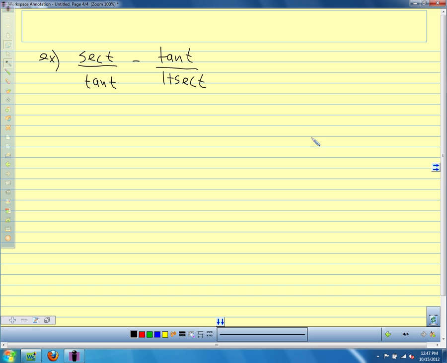How do I subtract these fractions? We have to get a common denominator to subtract these fractions. So what's our common denominator? How do I find a common denominator for these two fractions? Multiply the right one by tangent of t, so I'm going to multiply this by tangent of t over tangent of t.